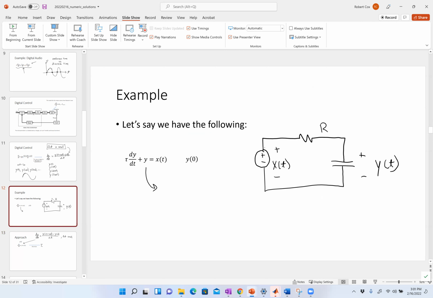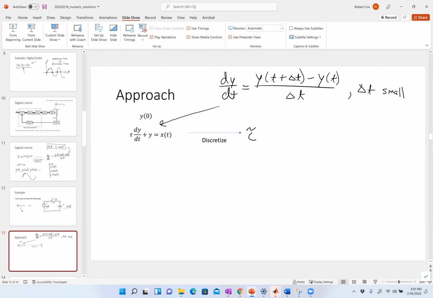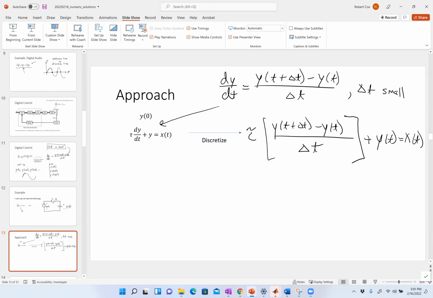Notice what I did. I wrote tau in terms of time constant. I don't want to worry about R's and C's and all that stuff. I'm just calling it some constant tau. Okay. Tau dy/dt plus y. Now, I substitute in this expression. So I have (y of t plus delta t minus y of t) all over delta t, plus y, equals x of t. Right? So I just took that equation on the left and substituted Newton's definition of a derivative in there.